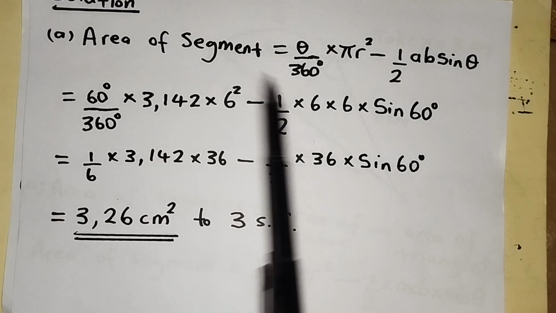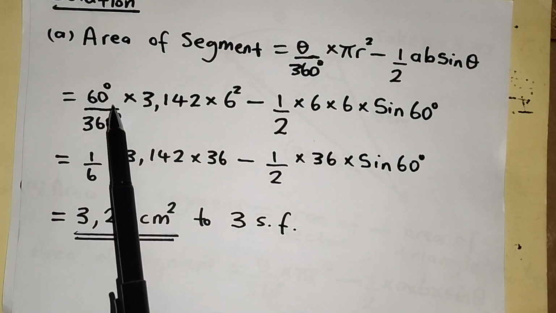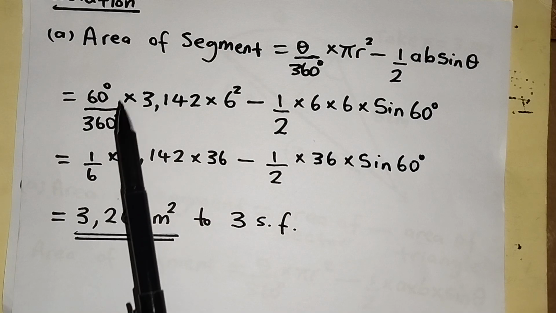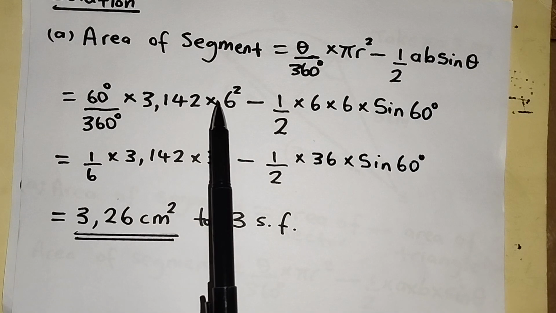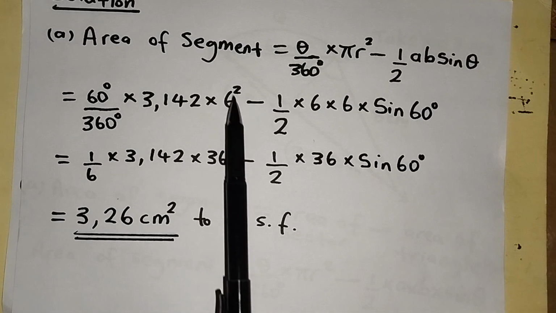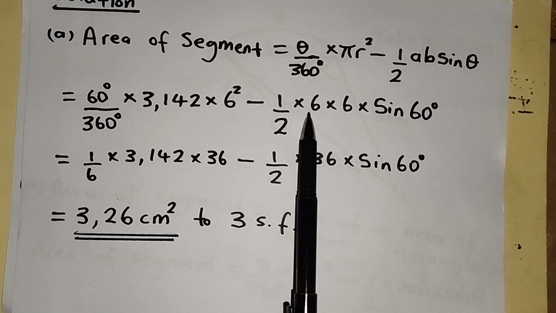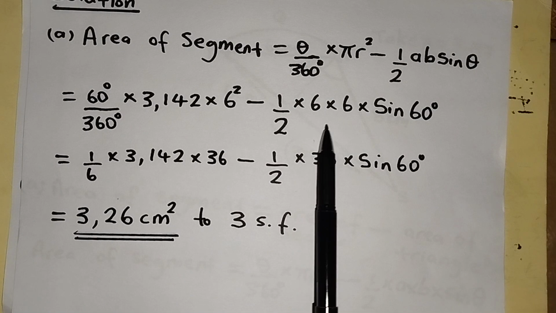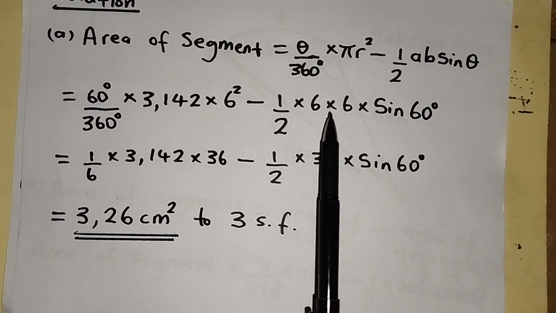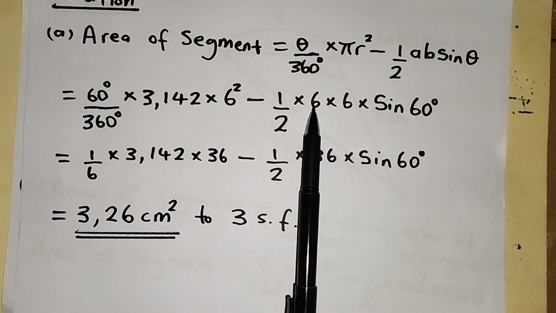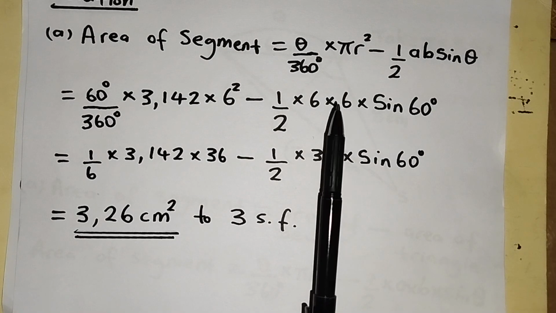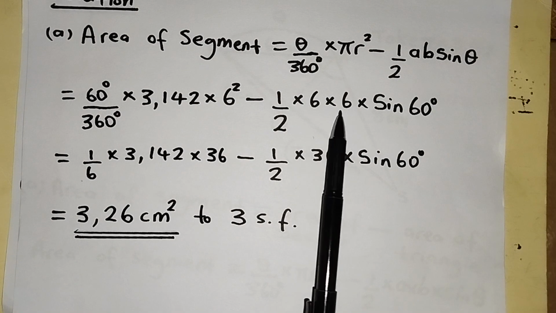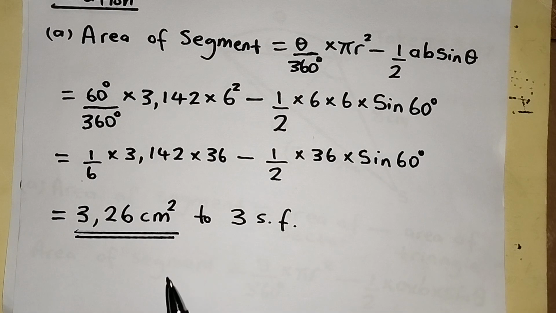So it's 60 degrees over 360 degrees multiplied by 3.142 for the value of pi, multiplied by the radius squared, that's 6 squared, minus half multiplied by a, which is radius PO, multiplied by 6, and multiplied by 6, which represents radius RO. Those are A and B. Multiply by sine 60 degrees.